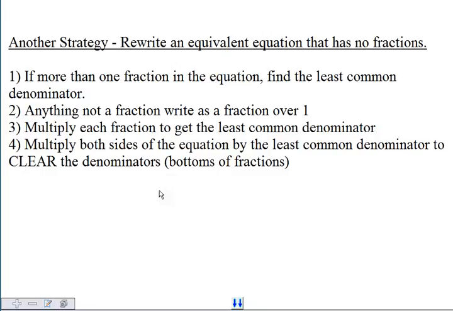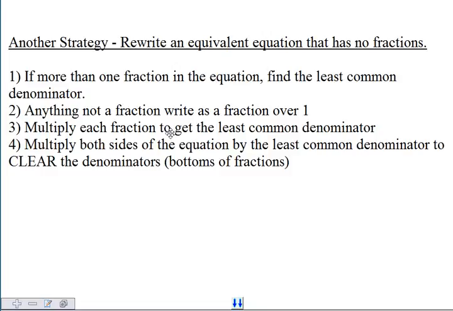So the first thing that I want to do is I want to figure out what my least common denominator is going to be. If I've got more than one fraction in the equation, I need to find a common denominator so that everything in my equation can have the same denominator. Then I need to make sure that every term is written as a fraction. So if I have a whole number or an integer, I'm just going to put that over 1 so that everything is a fraction.